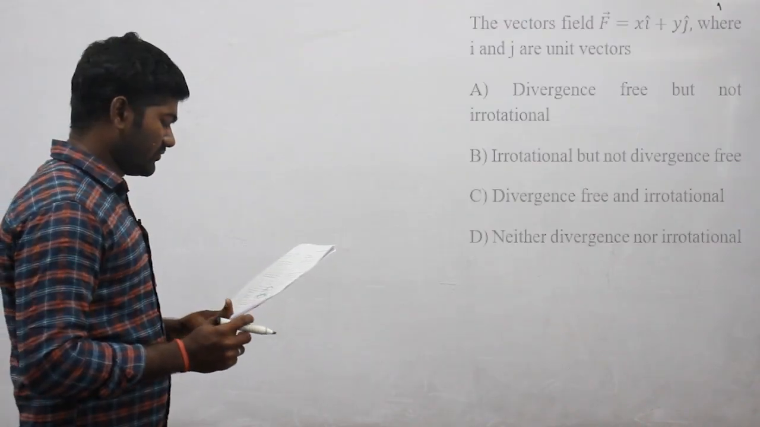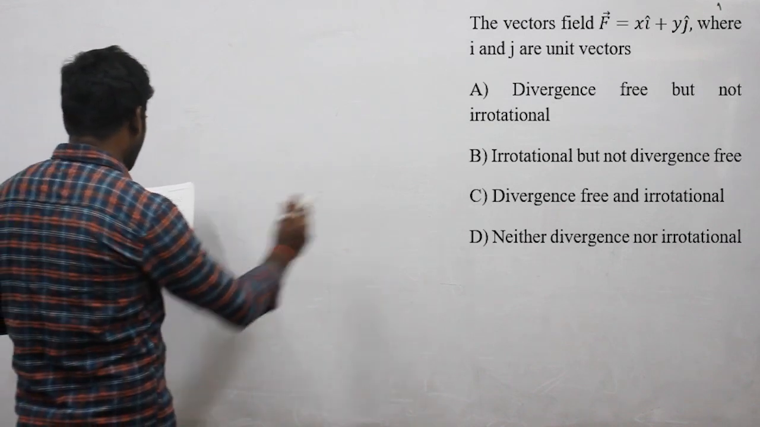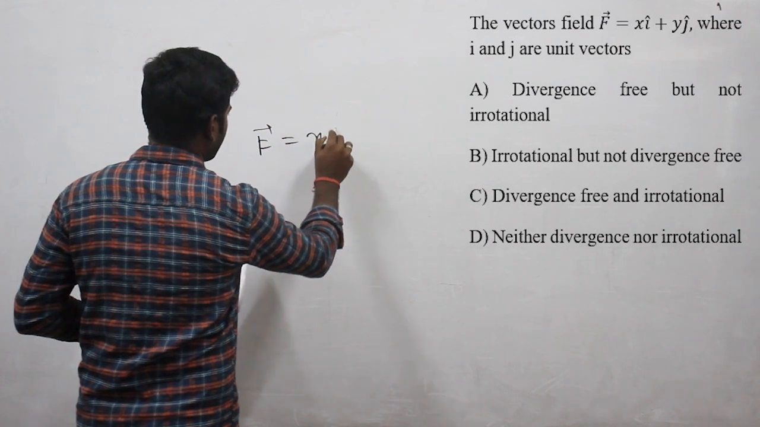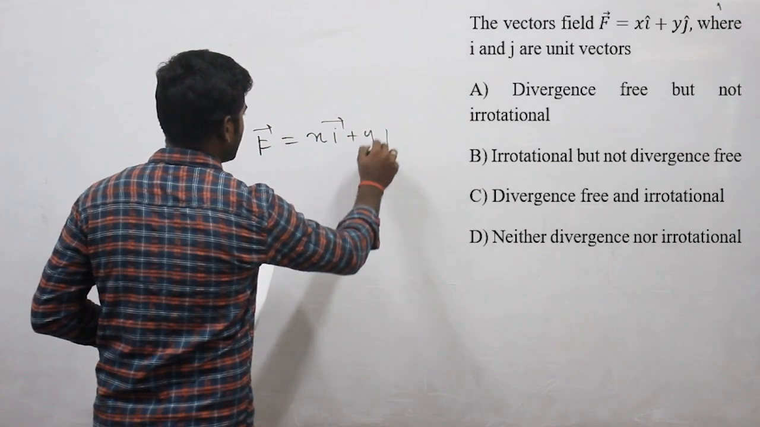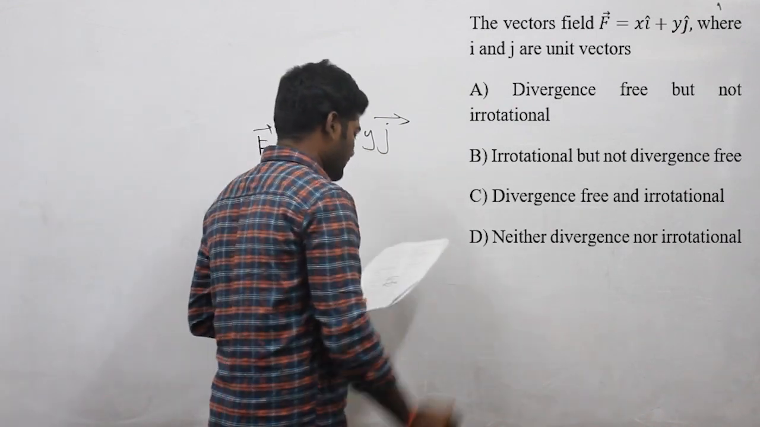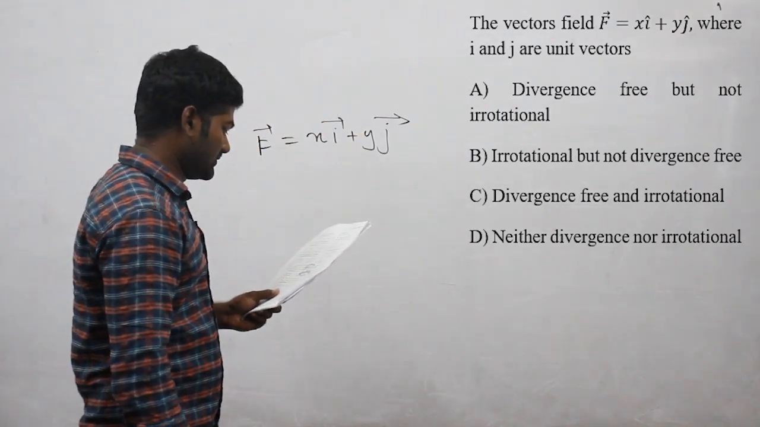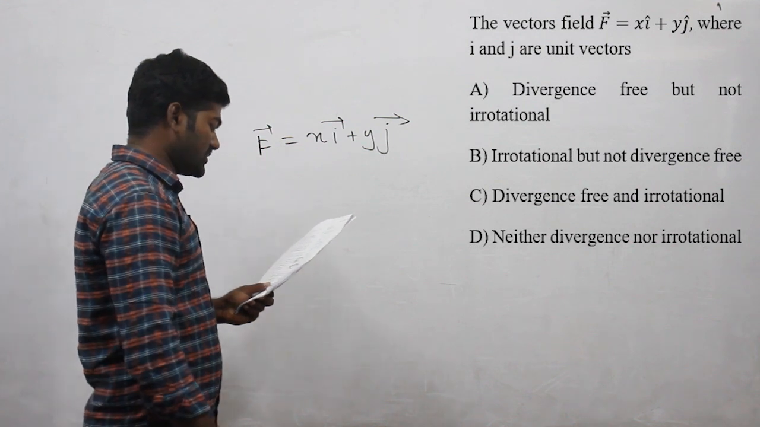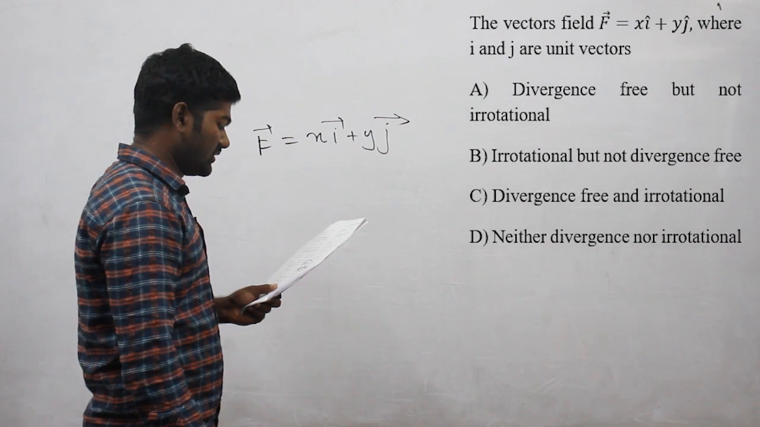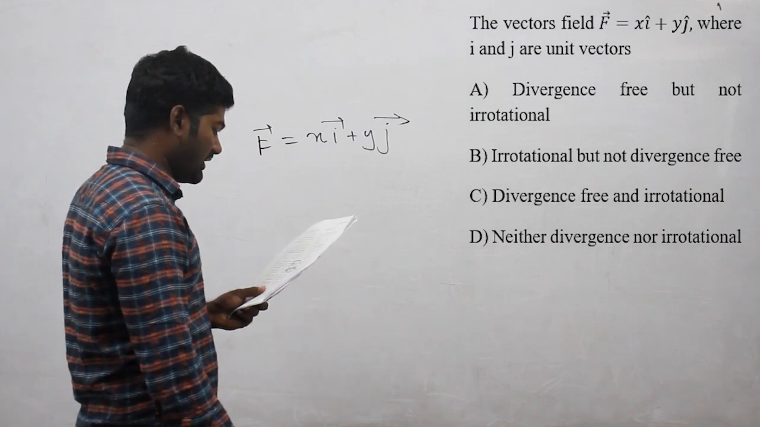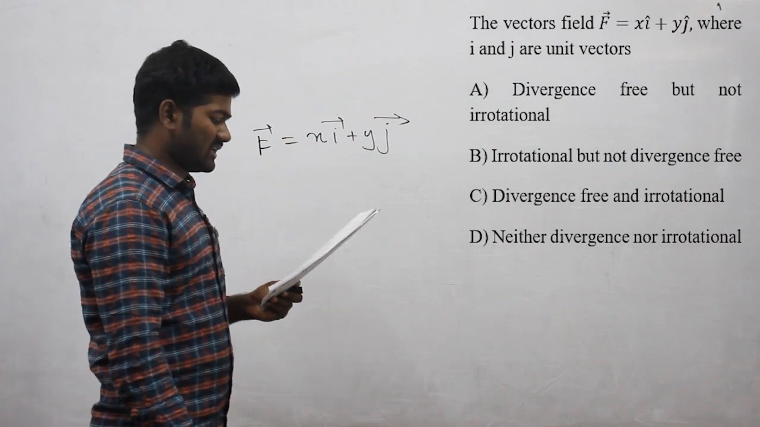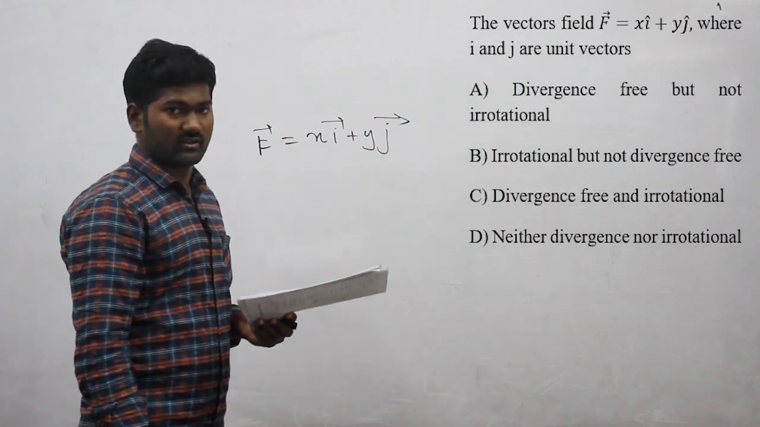Then solution for 14th question, the vector field f vector equal to x i vector plus y j vector where i and j are unit vectors. Then they are asking option A divergence free but not irrotational, option B is irrotational but not divergence free, option C divergence free and irrotational, option D neither divergence free nor irrotational.